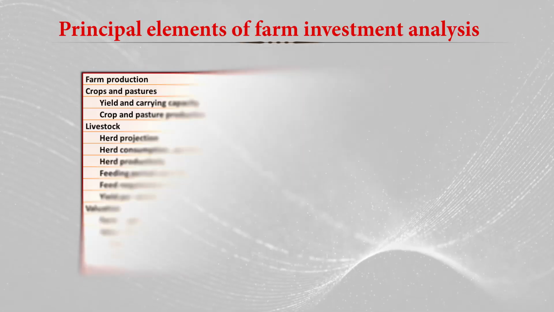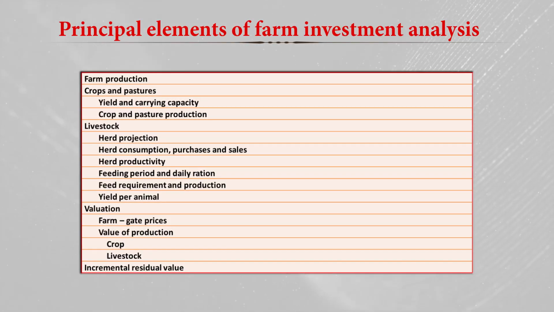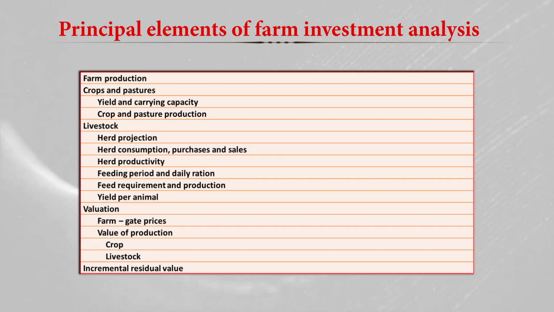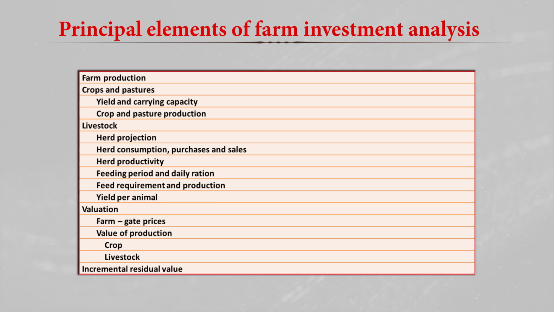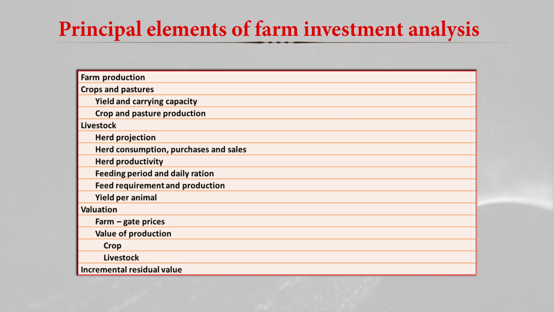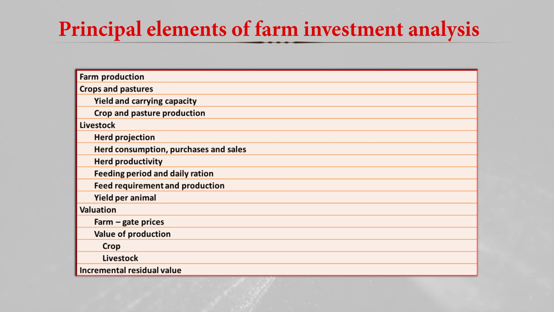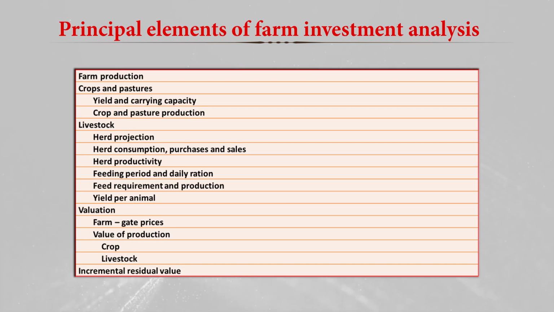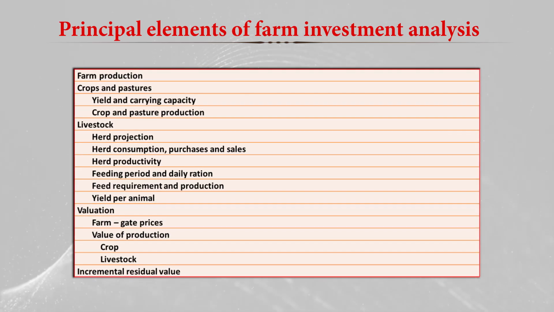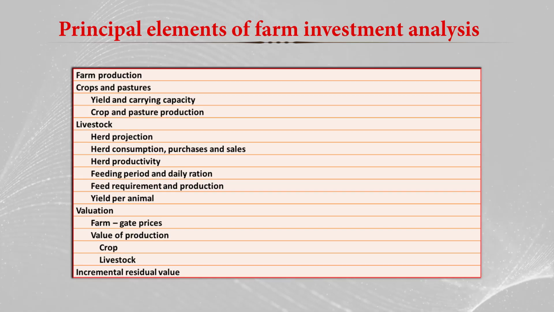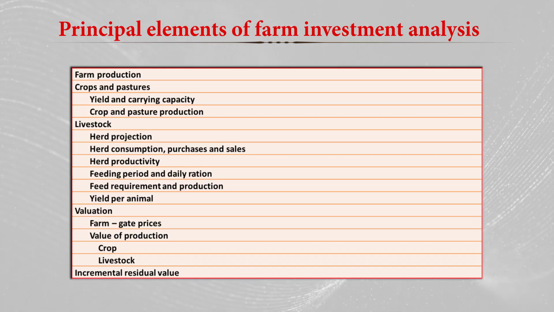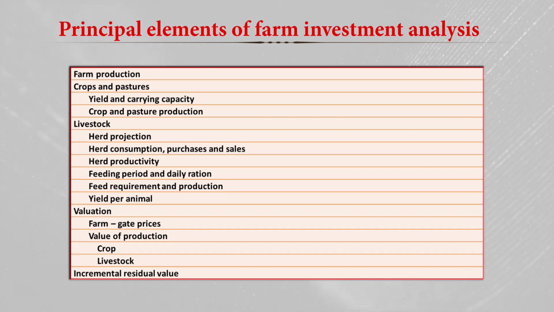The second component is farm production. There are many activities in the farm, and livestock is also one of the activities of the production process. Here we need information about crops and pastures, like yield and carrying capacity, crop and pasture production, and total production. In the case of livestock, we have the herd projection. We need the herd consumption, purchases and sales over a period of time, then herd productivity, feeding period and daily ration, feeding requirement and production, and the yield per animal.